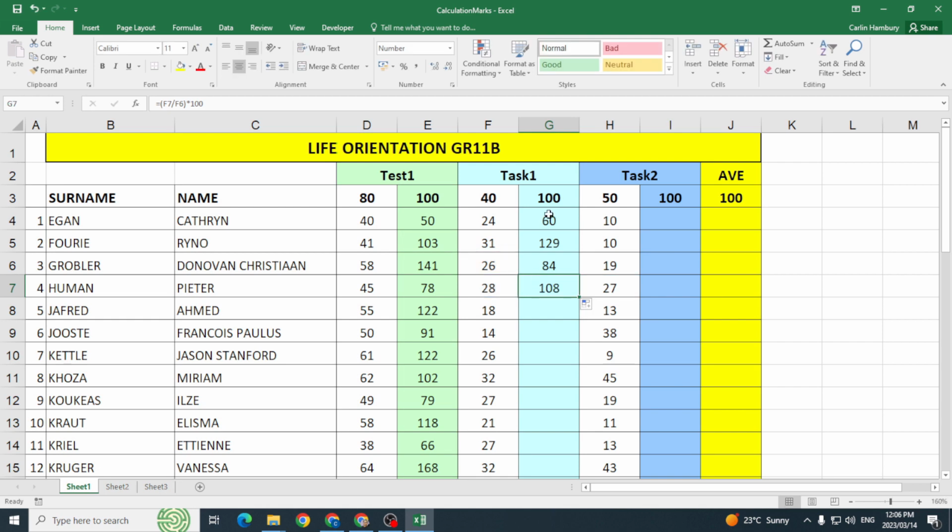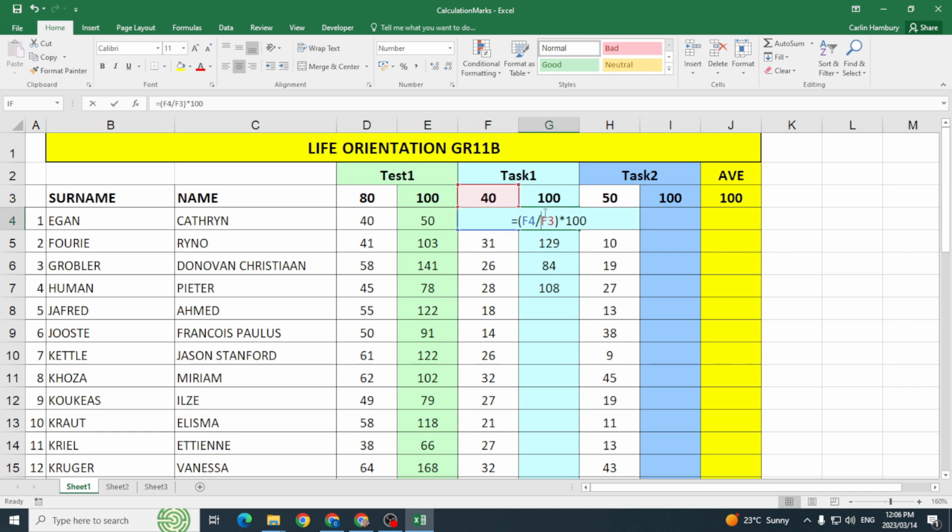However, if I want to point to one particular reference, because in this case, when I start dragging this down, even just to the one below that, it's now going to take whatever is in cell F5 and divide it by whatever is in cell F4. And is that what I want? No, I want it to continue dividing by whatever is in cell F3, because that's the mark out of 40.